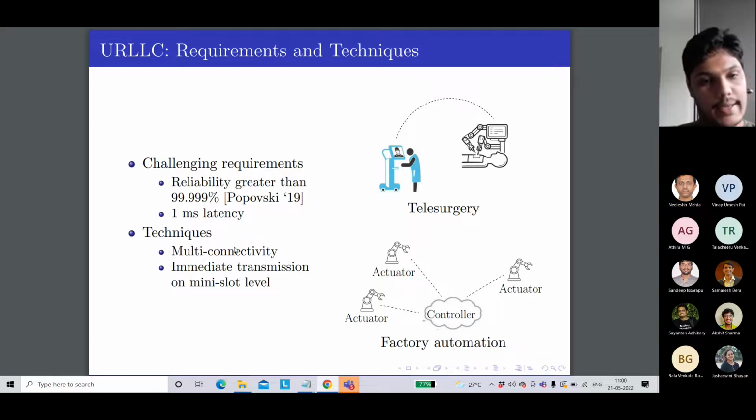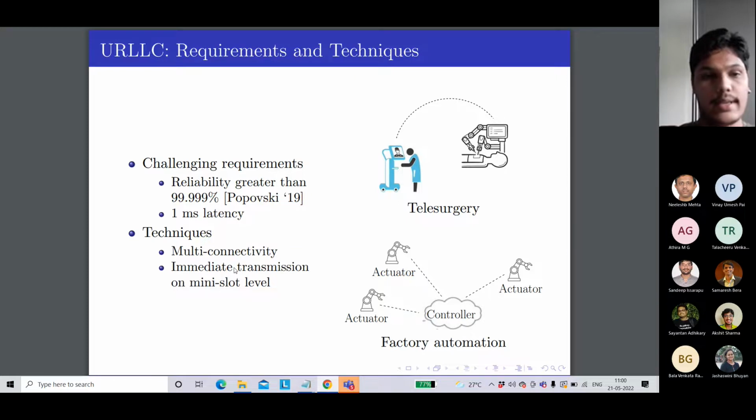To meet those challenging requirements, we need novel techniques. The first one is multi-connectivity for reliability. And the second one is the immediate transmission of the URLLC data at mini-slot level. Now we'll see in detail about these 2 techniques. First, I'll introduce multi-connectivity.